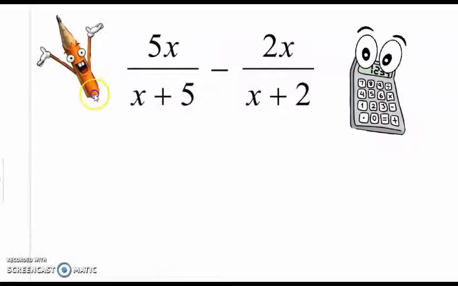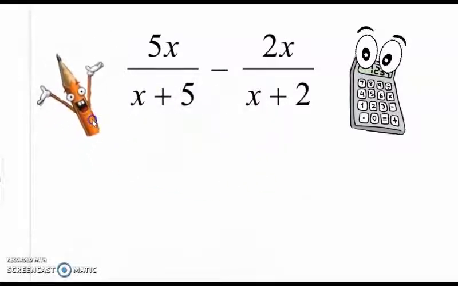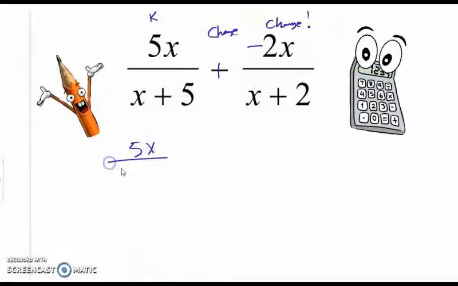The next problem that we have is a little different because the denominators are different, so we have to determine a common denominator. By looking at this problem, we can tell that it's a subtraction problem, so we need to use the method keep, change, change. So first, we're going to keep the 5x positive, and then we're going to change the sign to a plus, and then we're going to change the 2x to a negative 2x.